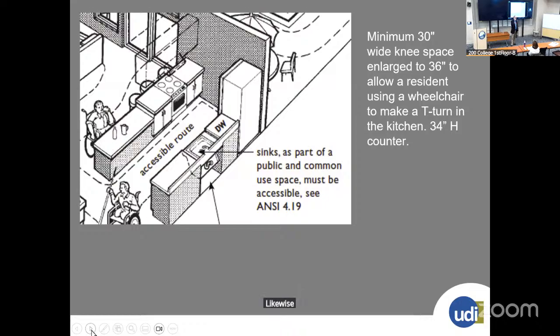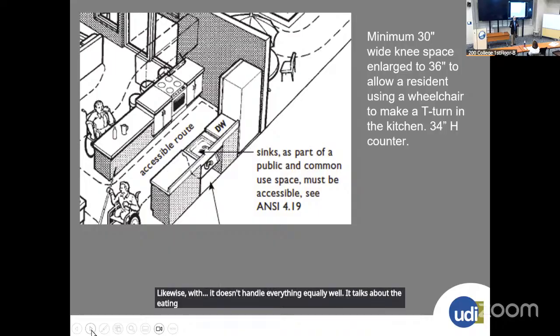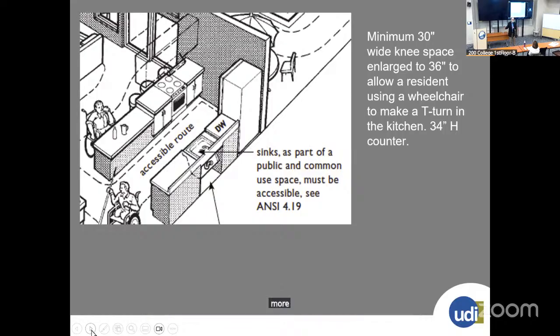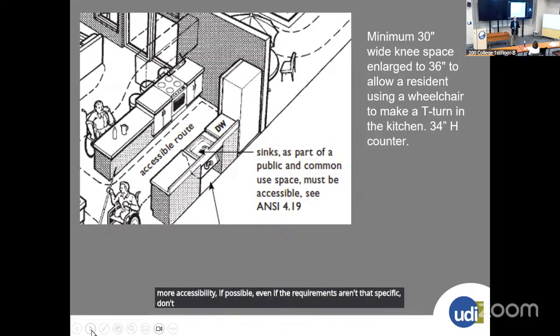Likewise, it doesn't handle everything equally well. It talks about the eating areas that might be present inside clubhouses and so on. It doesn't really address those in a way that I'm happy with. You may have to struggle to figure out exactly how far you go. In general, you want to err on the side of more accessibility if possible, even if the requirements aren't that specific. Don't give yourself and the future management folks a break by going further than they might need to.